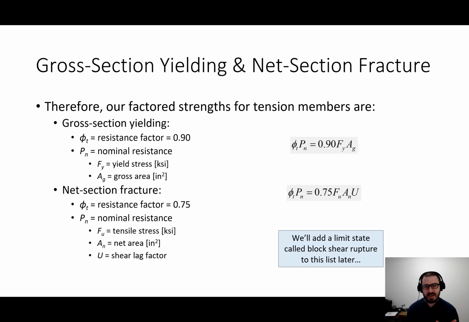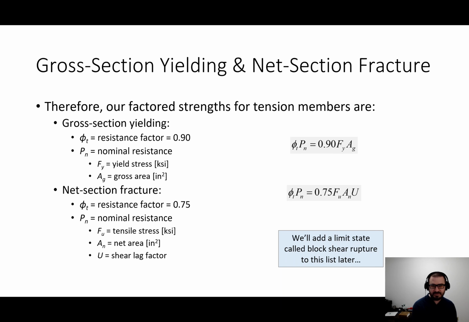So if I take this and I combine everything into one big old slide, we have our factored loads, which we know how to do load combinations already, so we can look at factored loads. And on factored resistances, here's what we have. We have gross section yielding. To compute the factored resistance, it's 0.9 times the yield stress times the gross area, which is pretty easy. If you know the gross area and you know the yield stress, just plug it in.